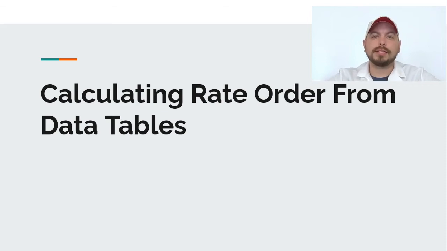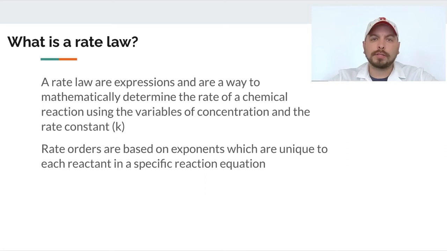Hey y'all, in today's video we're going to explore things called rate laws. Rate laws are expressions where we can mathematically determine the rate of a chemical reaction utilizing the variables of concentration along with something which is known as the rate constant. We're also going to deal with things called rate orders, which are based on exponents that are unique to each reactant in a reaction equation.